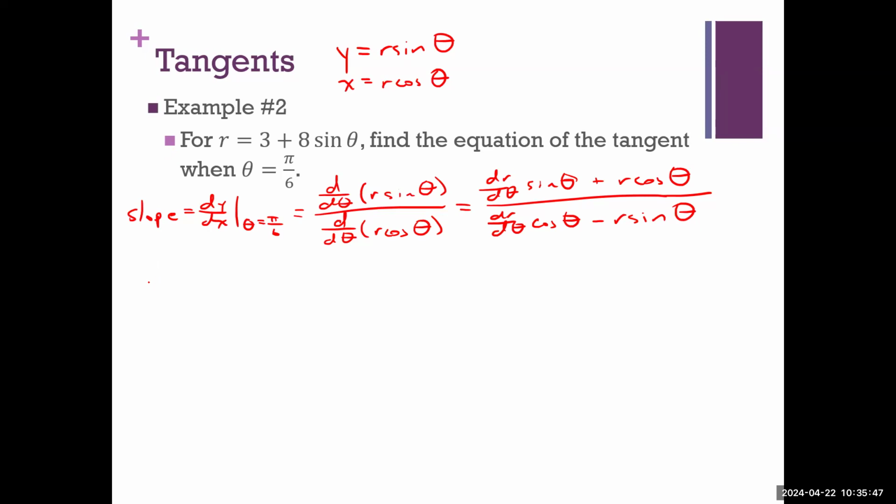We can do r and dr/dθ. What is dr/dθ for us? 8 cosine θ. And our r is 3 plus 8 sine θ, times cosine θ. We said dr/dθ was 8 cosine θ, times cosine θ.